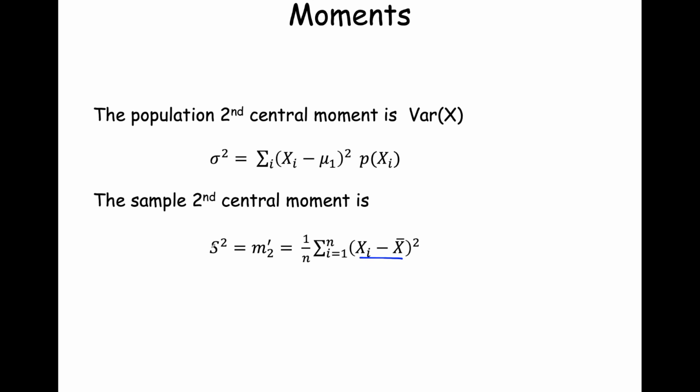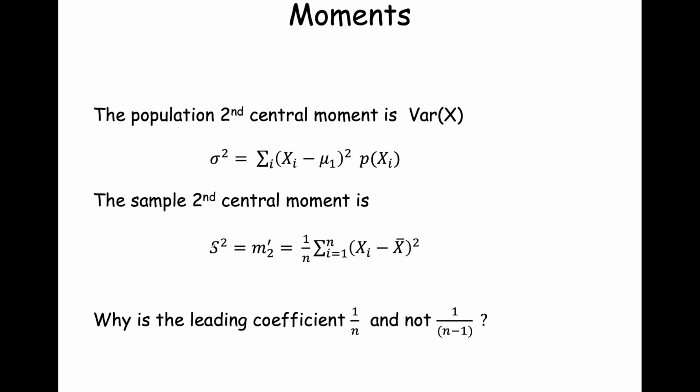Okay, so we have two different types of moments. One is the population moment, and the other is the sample moment. So one of the questions, and you probably realize this already, is why do we have this leading coefficient 1 over n, and not 1 over n minus 1? So pause and think about that.